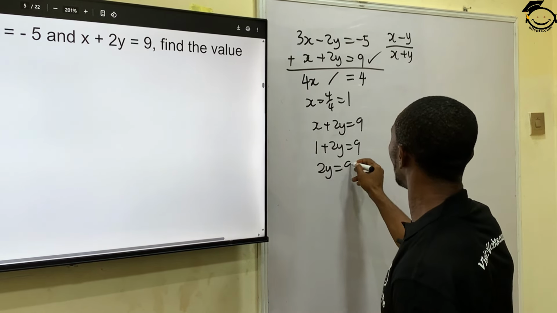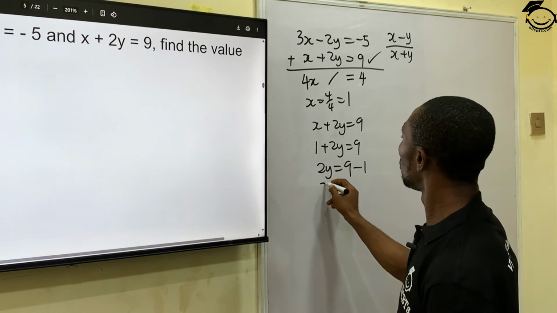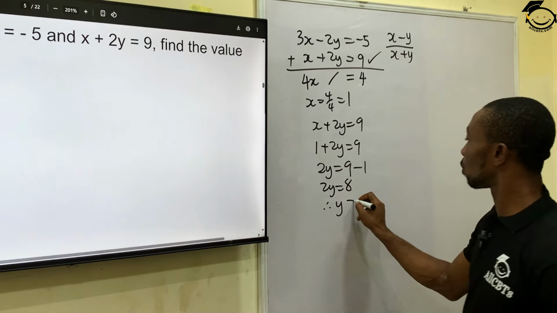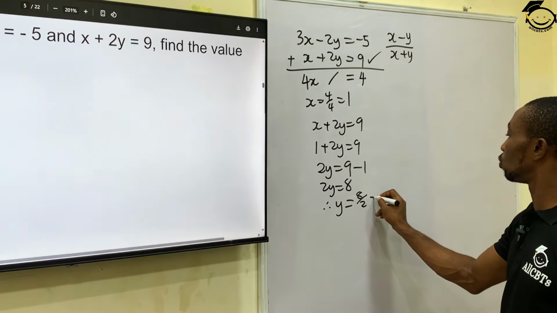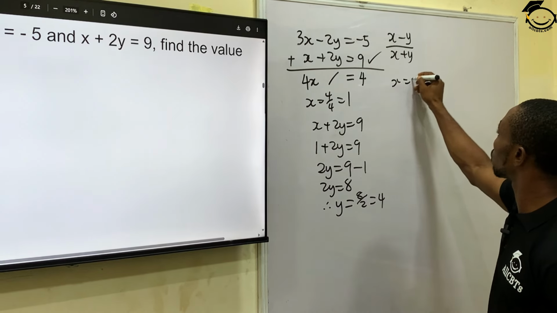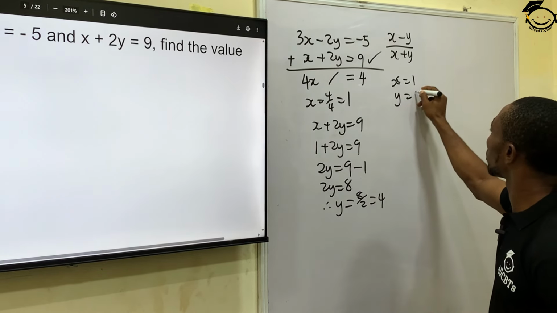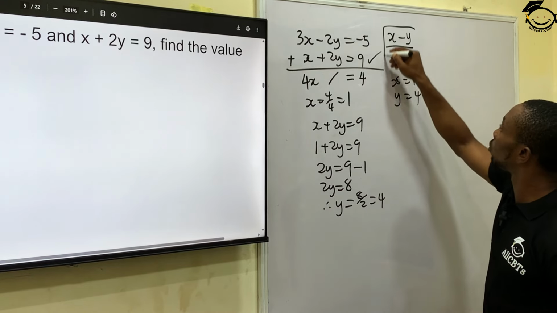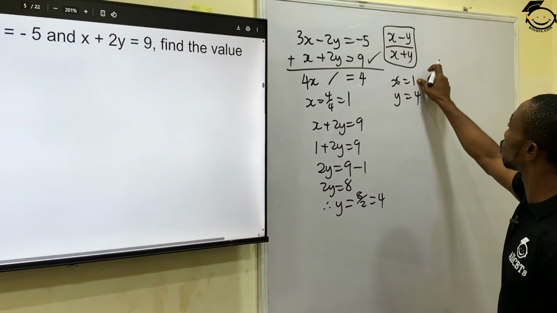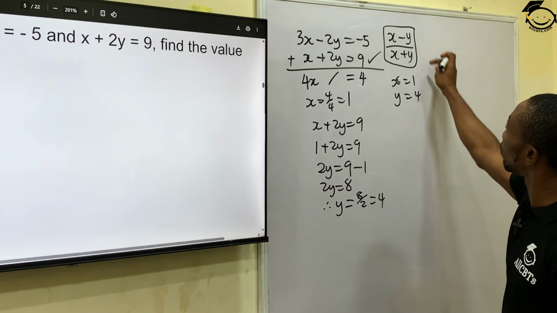2y equals 9 minus 1, so 2y equals 8. Therefore y equals 8 over 2, which is 4. Now, our x equals 1 and y equals 4. Now, back to our question. Let's solve it out. Where we are seeing x, we input 1. Where we are seeing y, we input 4.